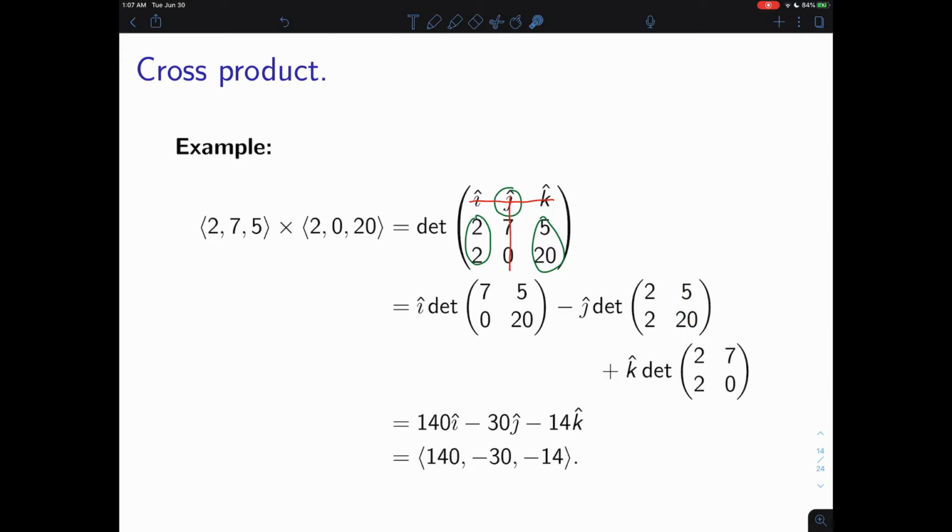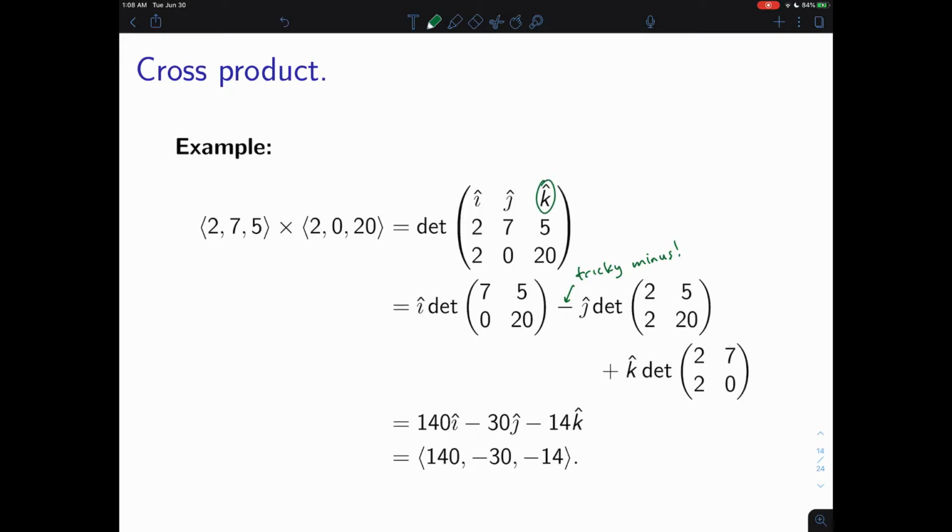I've got a 2, 5, 2, 20. I put those there. And remember that tricky minus sign. Okay, so that's our J.